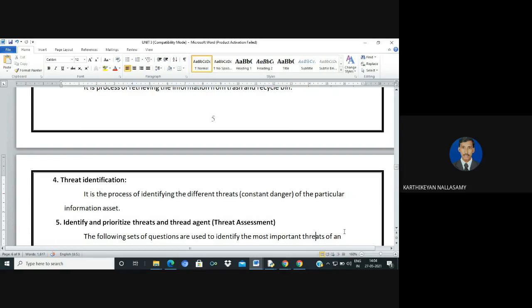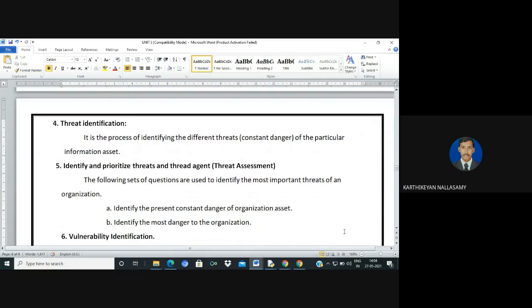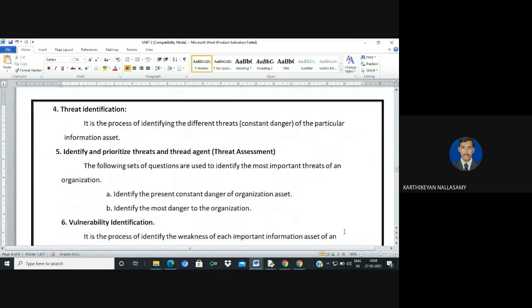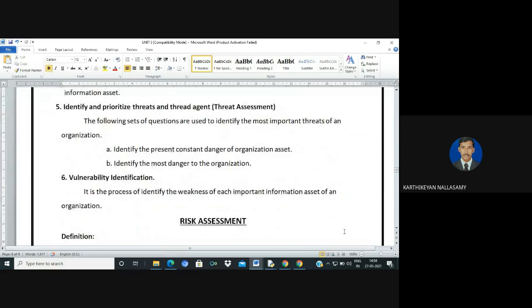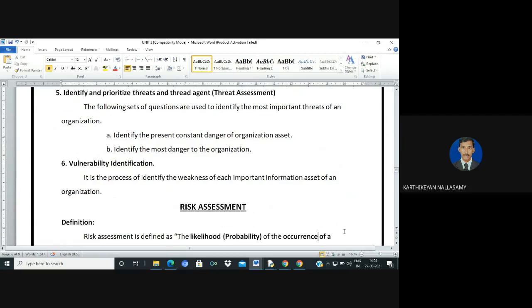So that is the particular information: once the threats are identified, based on that we are going to prioritize. The next thing is, once the threats are identified, we are going to identify the vulnerability of every asset. So we are going to identify the asset vulnerabilities. Okay, so now the threats are identified. The next thing is assessment.